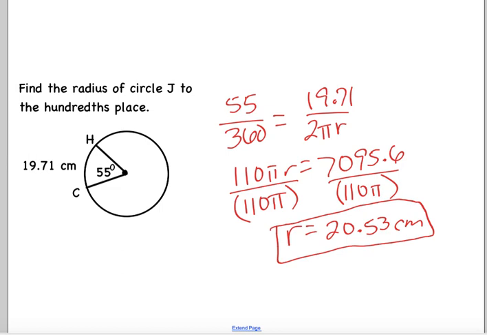And that's how you do arc length. So it's just using this proportion to solve for the piece that's missing.